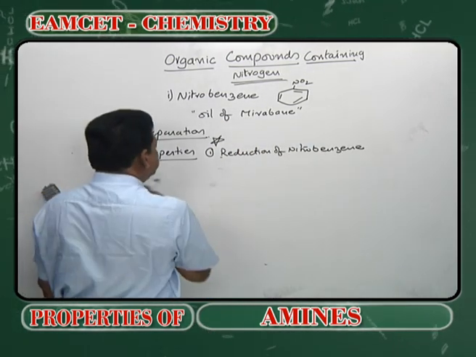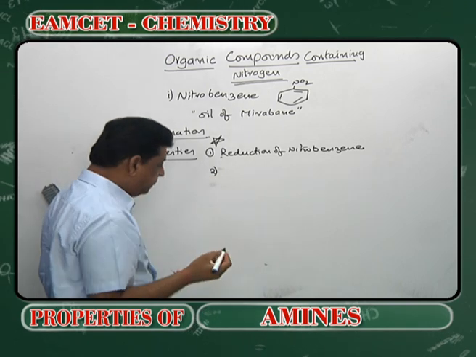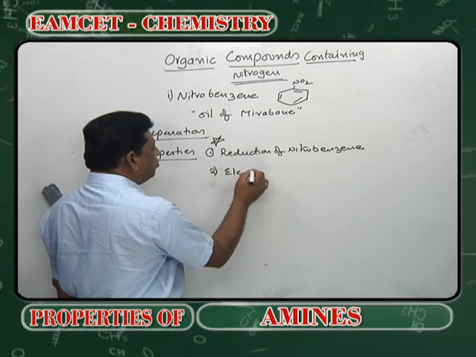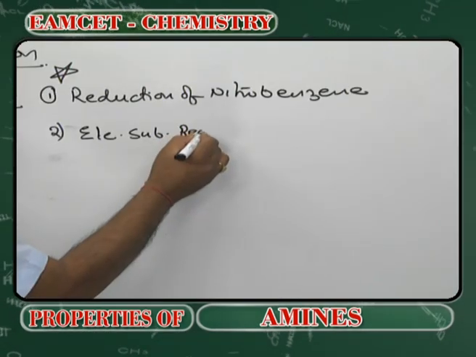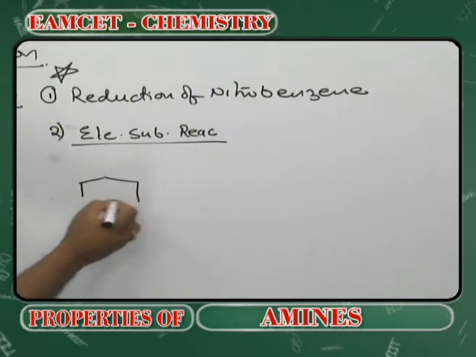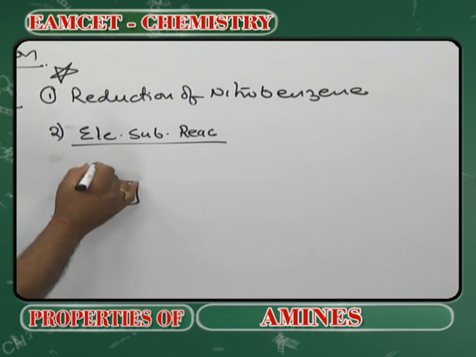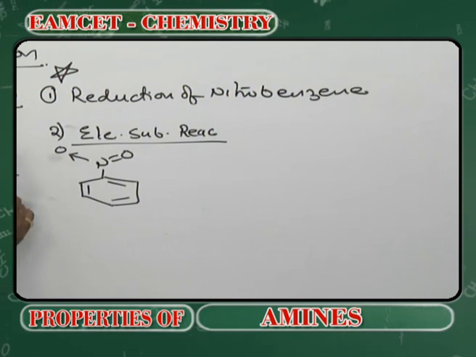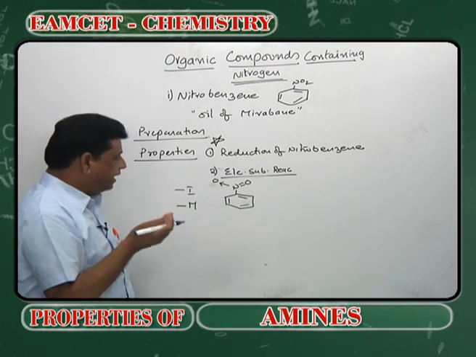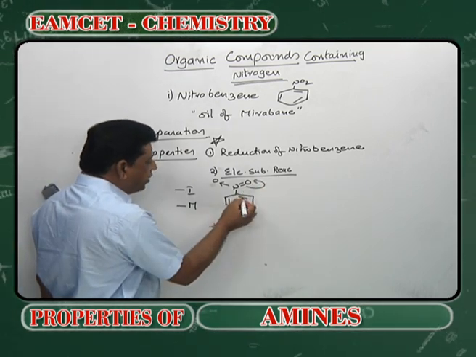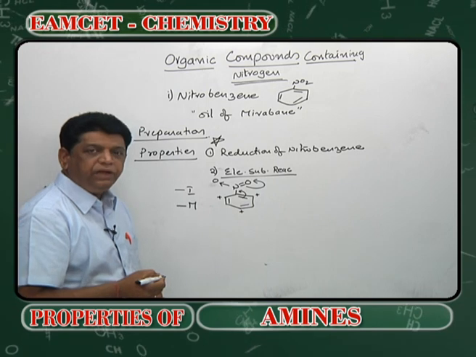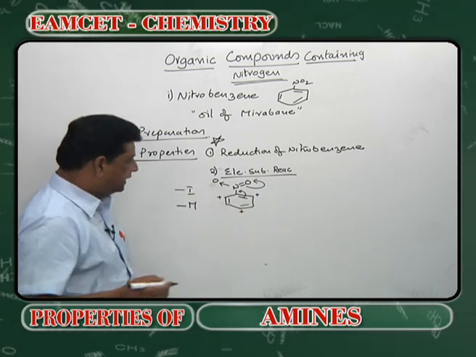Now, let us go for the second property of nitrobenzene: electrophilic substitution reactions. The nitro group shows a minus I effect and also a minus M effect, 2 effects. Minus I means through-bond electron density withdrawing, minus M means it is withdrawing through resonance. So, you will get plus charges in the resonance structures of nitrobenzene at ortho and para positions.